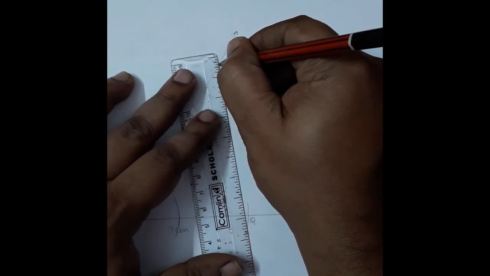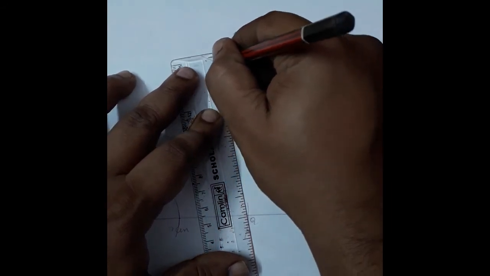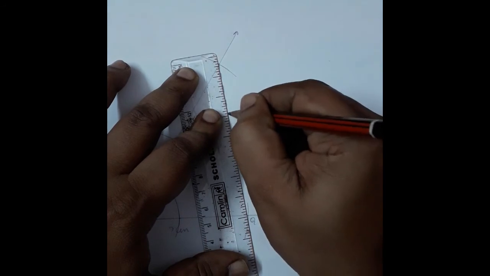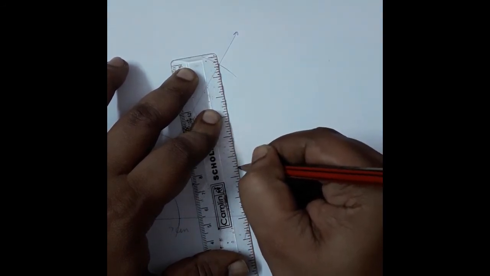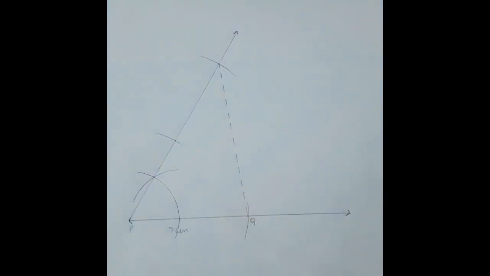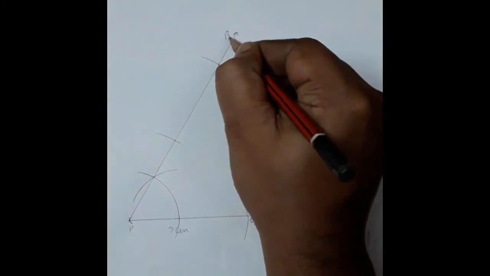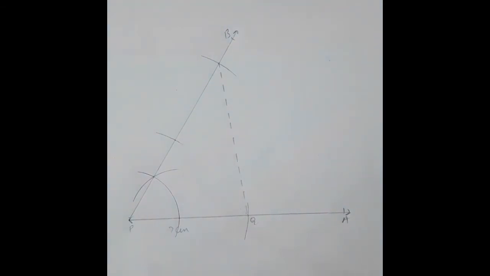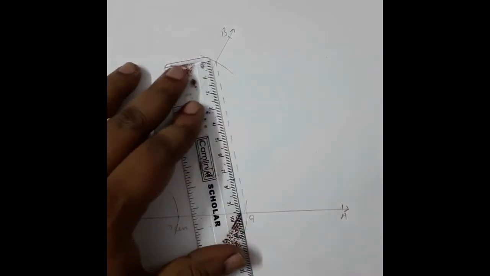We'll join this point to Q in a dotted fashion this way. Right, and we'll just give some names over here. We'll give this ray A, and let this be B, and let this be R dash. Okay, because we're here to construct R, and for that, to get R, we'll have to draw a perpendicular to R dash Q.